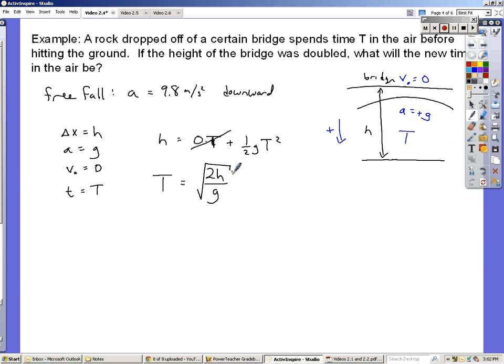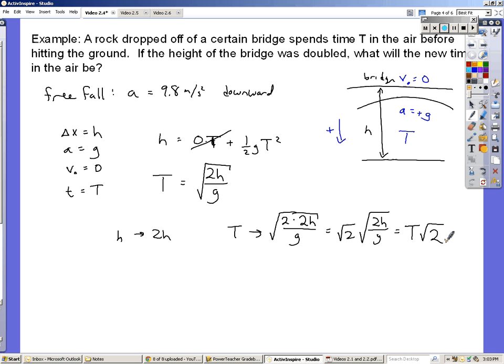So if you double h, the question is what happens to t? h becomes 2h, and t becomes the square root of 2 times 2h over g, which we can rewrite as the square root of 2 times the square root of 2h over g, which is just the original time times the square root of 2.